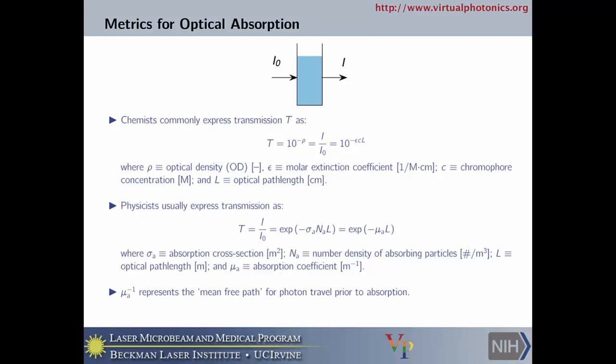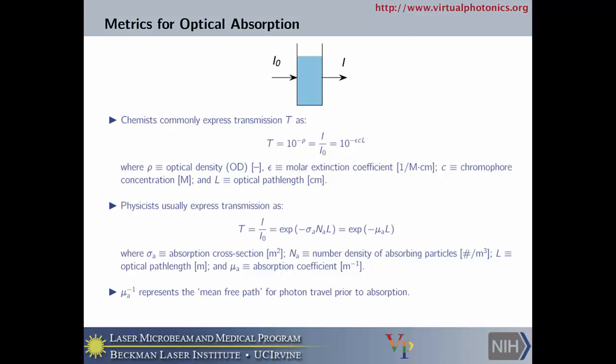They think of an absorption cross-section and a number density of absorbing particles. So you have an exponential of this absorption cross-section times the number density of absorbers times some path length, and this gives rise to Beer's law.